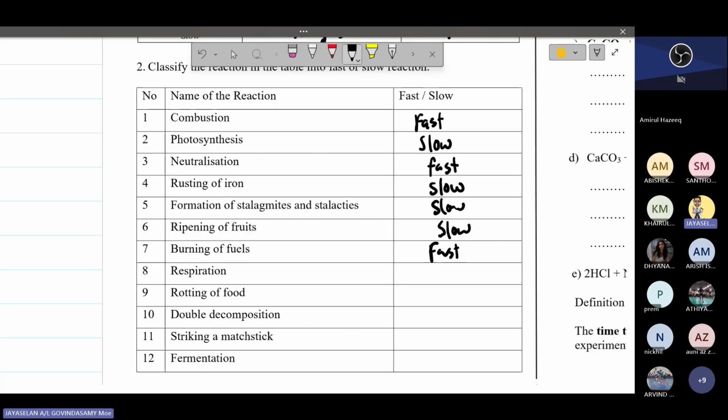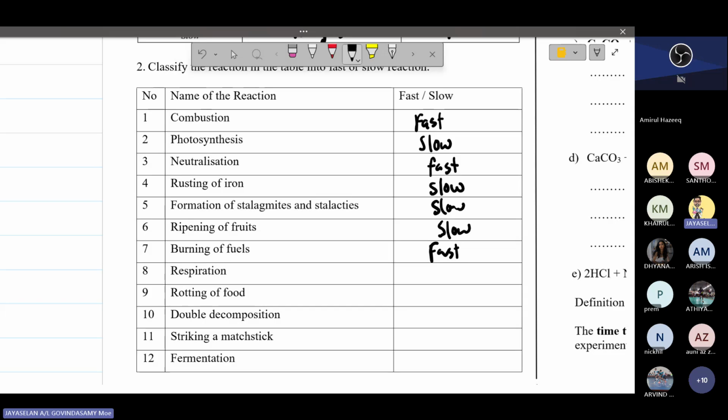Respiration, fast or slow? Anyone? Respond, Biology student. Abhishek? Fast. Confirm? Yes, sir. Fast. I don't know, sir. You tell us. Arvin, answer. Fast, sir. If you eat very fast, your food will not be burned in your body that fast. It will take 2 hours to digest, you know.